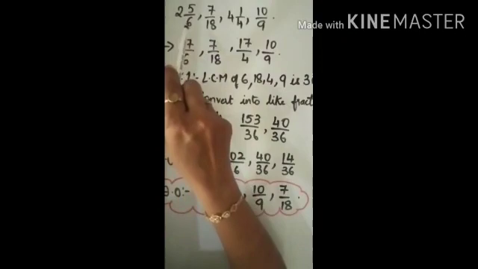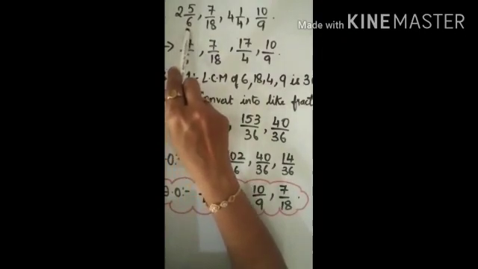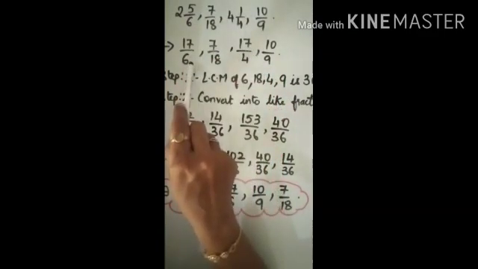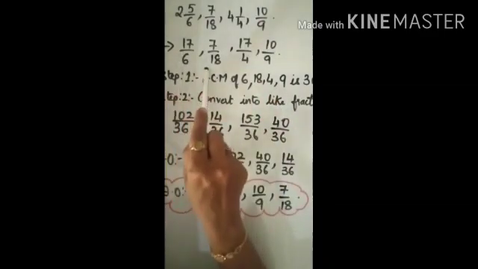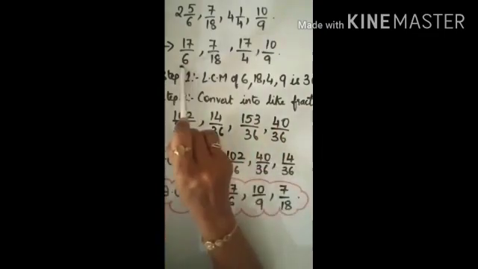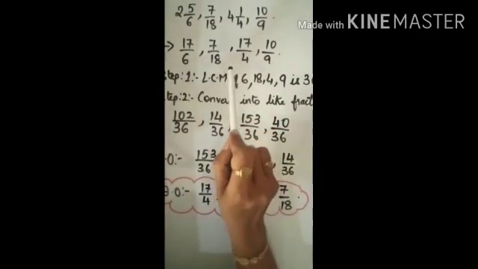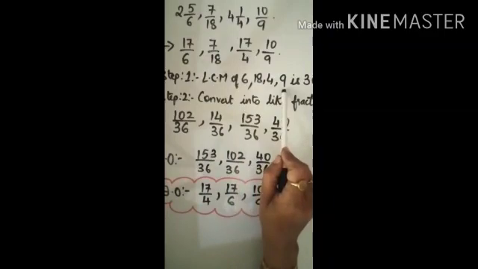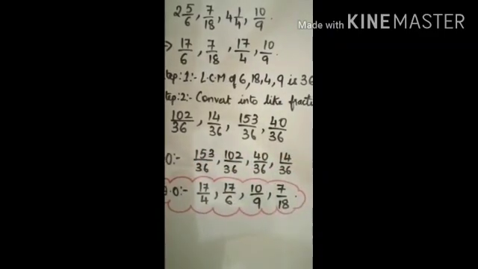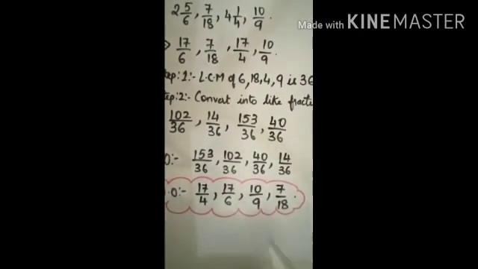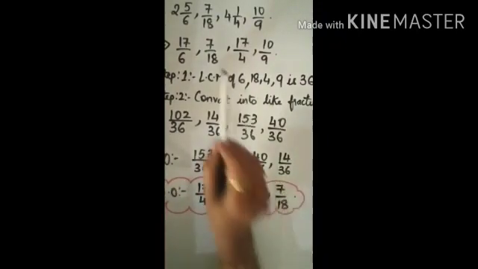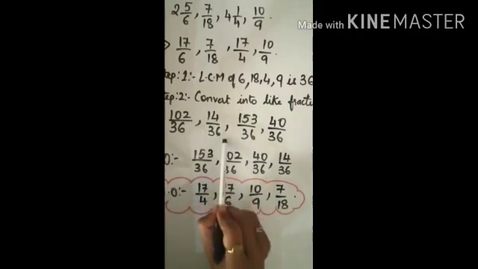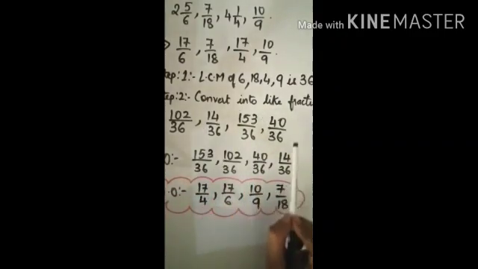Now let us see another example for arranging in descending order. We have 2 5 by 6, 7 by 18, 4 1 by 4 and 10 by 9. Now when I convert everything into improper fractions, I have 17 by 6, 7 by 18, 17 by 4 and 10 by 9. First I have to convert everything into like fractions. Step 1 is the LCM of the denominators 6, 18, 4 and 9. LCM of 6, 18, 4 and 9 is 36. Now I have to convert all the denominators into 36. So after the conversion, I have 102 by 36, 14 by 36, 153 by 36 and 40 by 36.